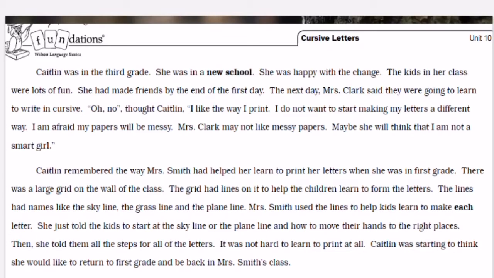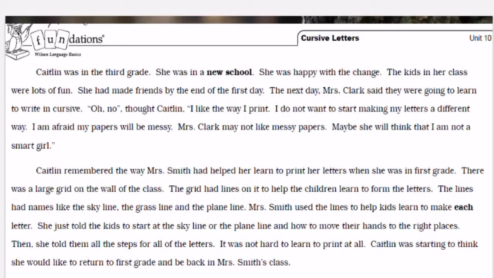Caitlin was in 3rd grade. She was in a new school. She was happy with the change. The kids in her class were lots of fun. She had made friends by the end of the first day. The next day, Mrs. Clark said they were going to learn to write in cursive.